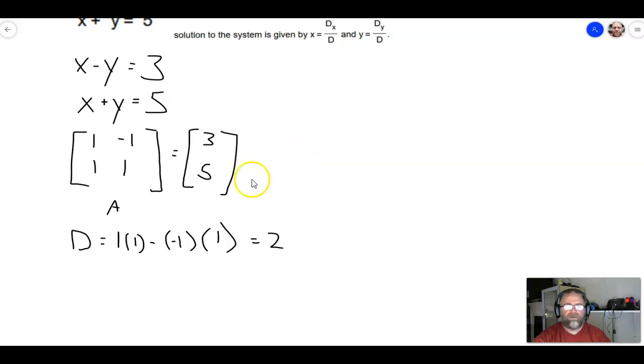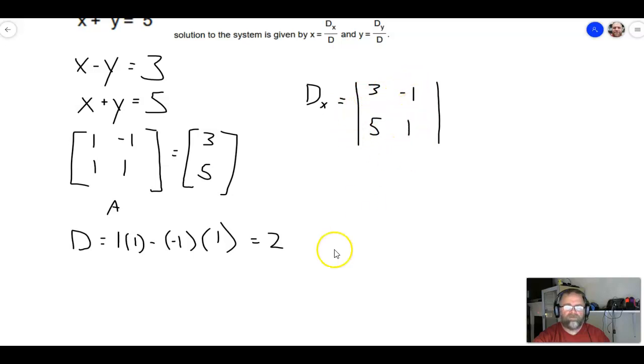All right. So now we need to find the determinant of d sub x. So let me write this up here. So d sub x. And what we're going to do for that one is replace our x column here with our resulting matrix there. So that becomes a 3, 5. And then we're going to use the normal column here. So that'll be a negative 1, 1.